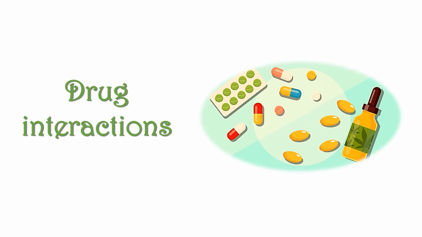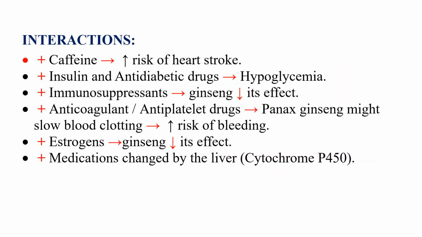Drug interaction. Ginseng is contraindicated to co-administer with the following drugs: with caffeine, especially Siberian ginseng. As we said previously, it increases the risk of heart stroke. With insulin and anti-diabetic drugs, because of the risk of hypoglycemia. Both the drug and ginseng will decrease the blood sugar level and cause the risk of hypoglycemia. With immunosuppressant drugs, because ginseng counteracts their effect. Ginseng is an immunostimulant and will work in the opposite way to the activity of those drugs.